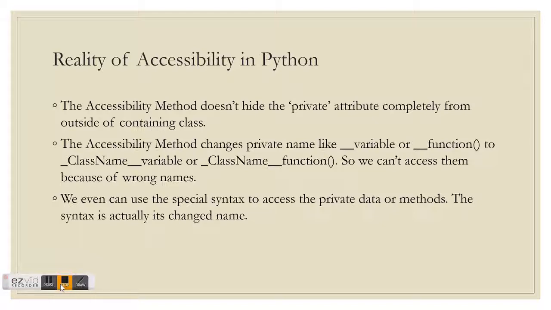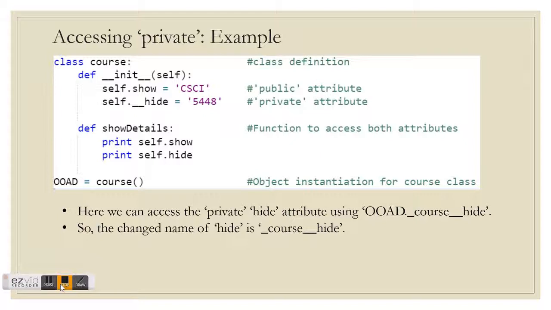So as the name is changed, when we try to call those attributes or methods by that name, the call fails because the name is not correct, as it hasn't changed. But we can use a special syntax to access that private data or methods. So here is how we do that. The name gets changed to underscore class name double underscore variable name, as we have studied in the last slide.